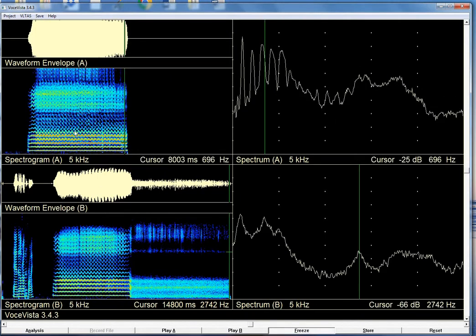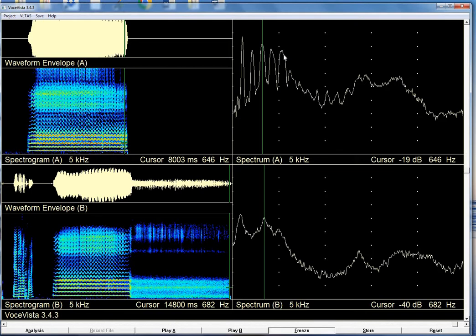Ah. And you'll notice that this harmonic right here is really quite strong. This one again is the fundamental that I'm singing. This harmonic is really strong, and that's really close to this peak.